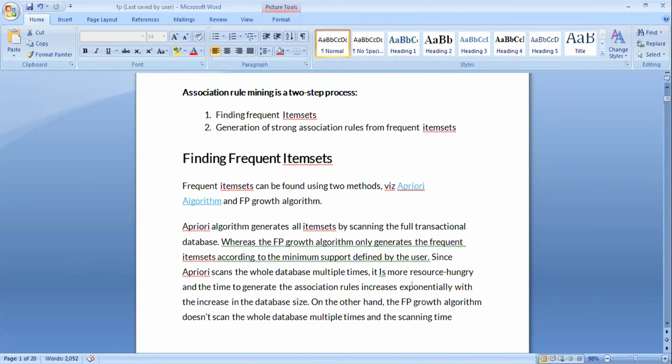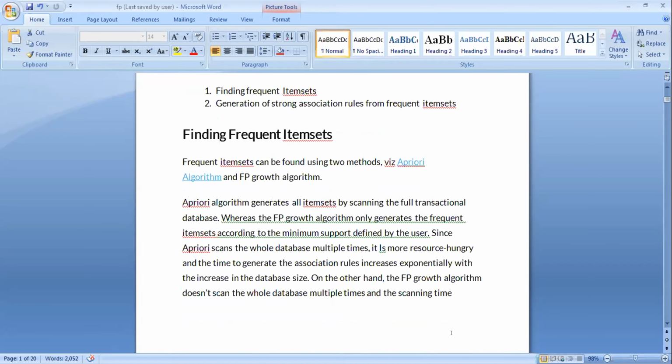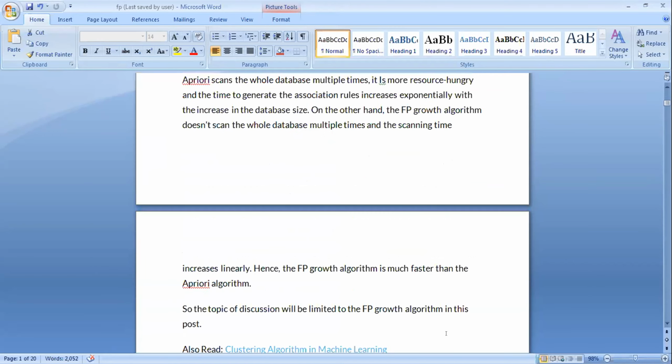On the other hand, you can say that the FP growth algorithm does not scan the whole database multiple times. So what is the difference here? The Apriori algorithm, every time it will be scanned, so automatically the scanning time increases exponentially as the database size increases. But in the FP growth algorithm, you don't need to scan the whole database multiple times. That is the difference between Apriori and FP growth.